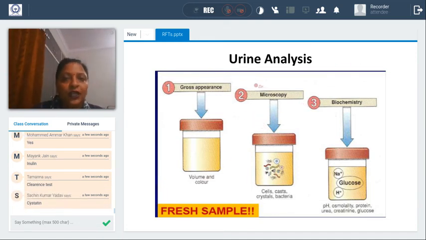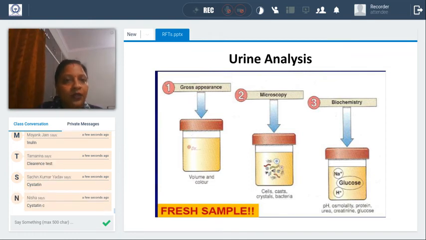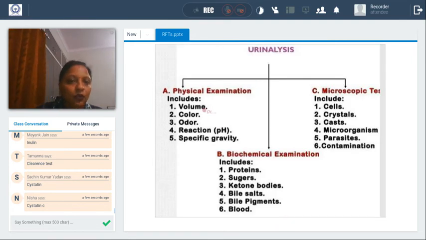This is a method of urine analysis. By gross appearance means physical, then microscopical and biochemical. Physical includes volume, color, odor, reaction, specific gravity. Then crystals and casts microscopically, and biochemical: protein, sugar, ketone bodies, bile pigments, bile salts, and blood.